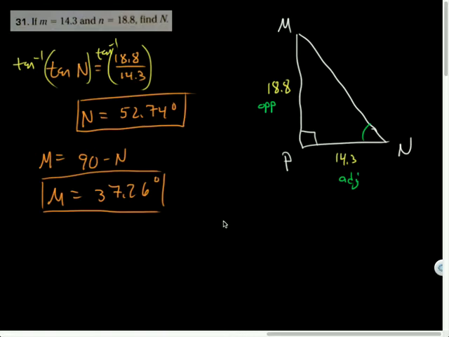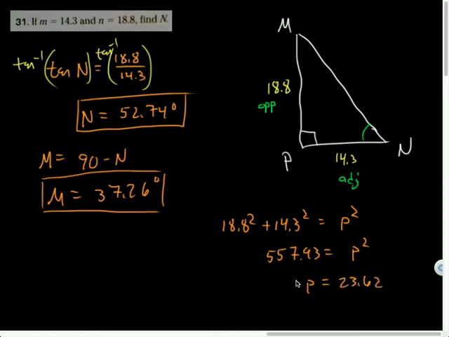So I would just do 18.8 squared plus 14.3 squared equals little p squared. I'll square that, plus 14.3 squared. So I get 557.93 is equal to p squared. And then I just take the square root of both sides, and I'd get little p is equal to the square root of that. So that's 23.62.